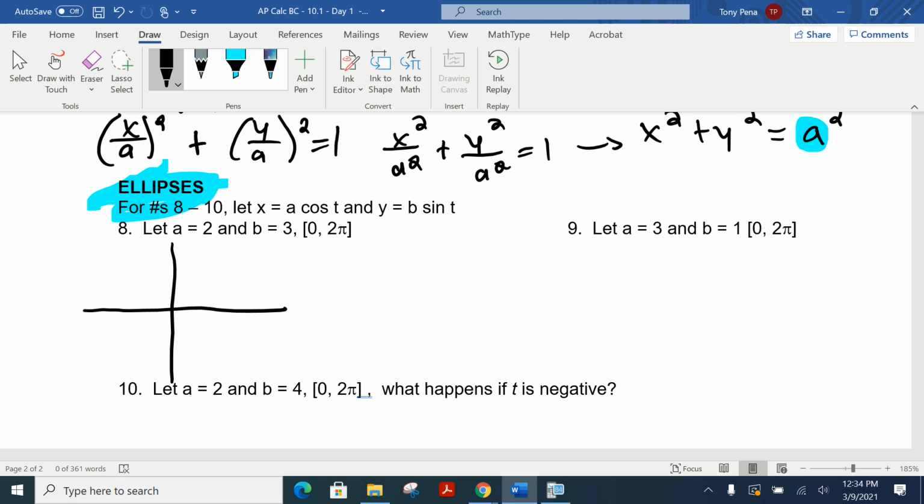And then see if it's confirmed or not. If this was a 2, so I'm going to put the 2 in for cosine, and then my b is going to become a 3, so 3 sine of t. Notice how x is equal to the 2 cosine.